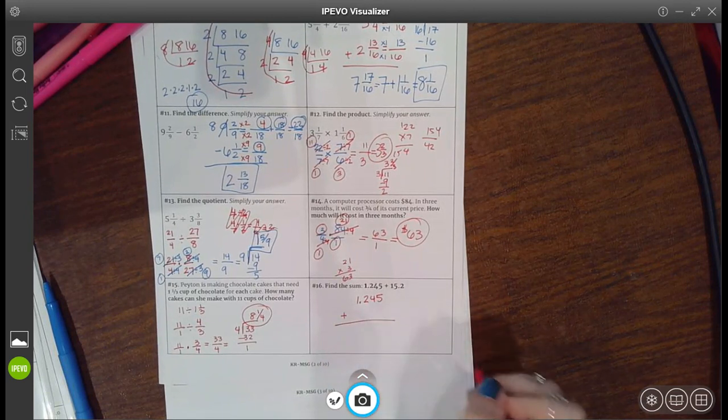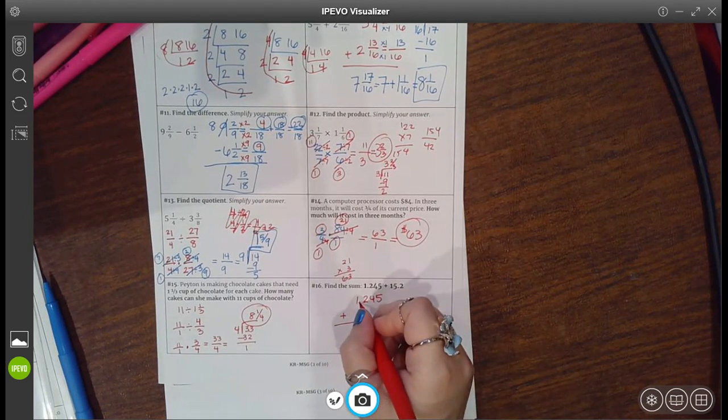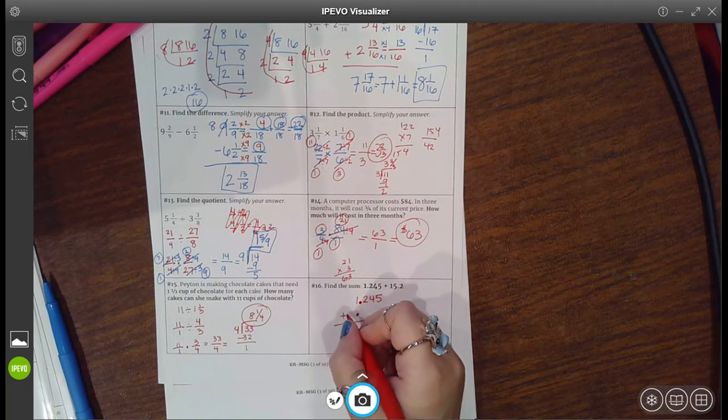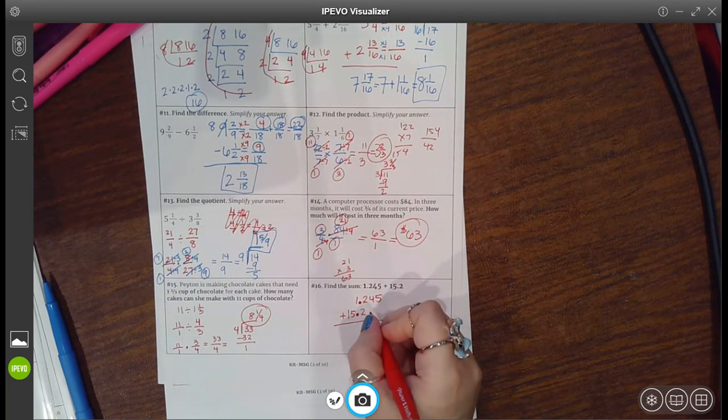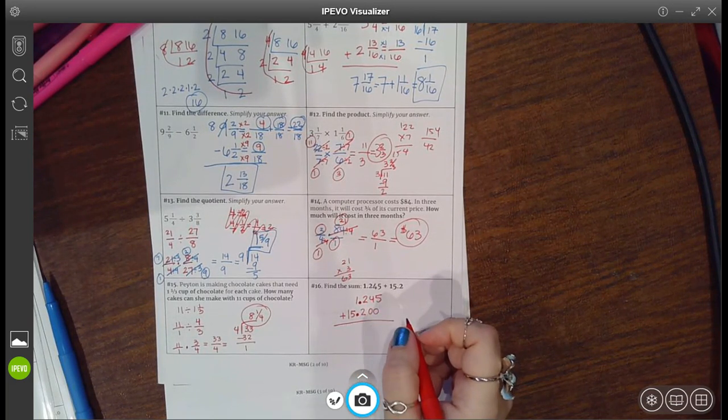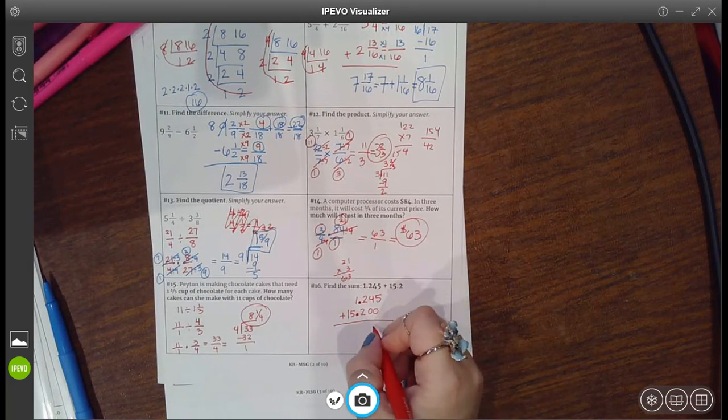For my next problem, I'm adding a decimal. So what I like to do is, I know I have to line up my decimals, so I put my decimals underneath of each other, and then I have 15 to the left of it and 2 to the right of my decimal. And then I need 2 zero placeholders, and then I just add like normal.